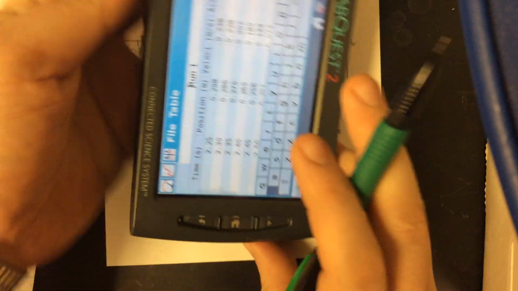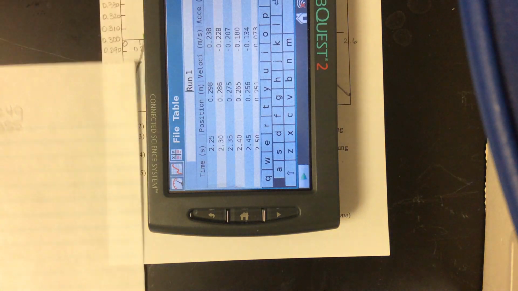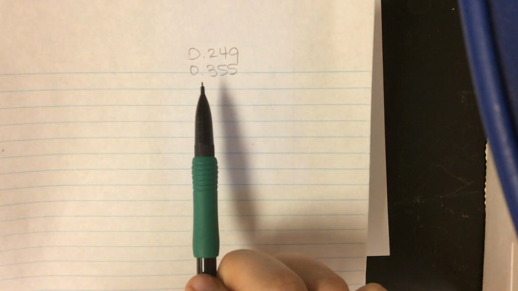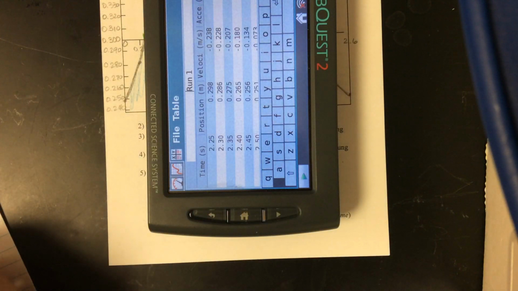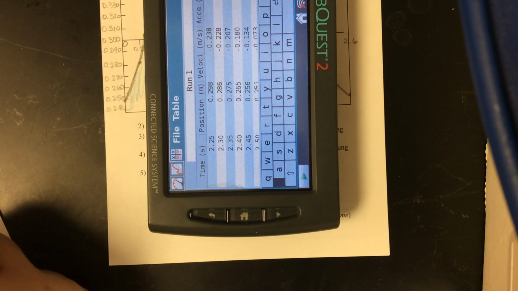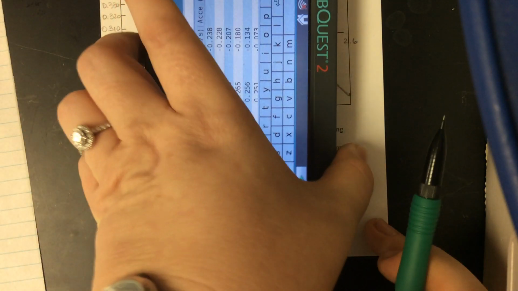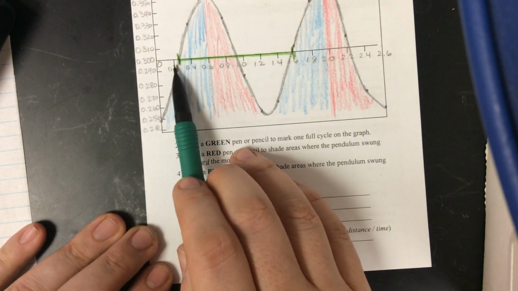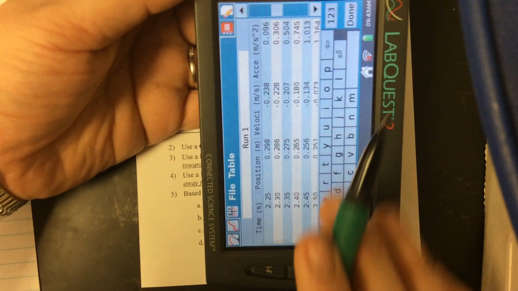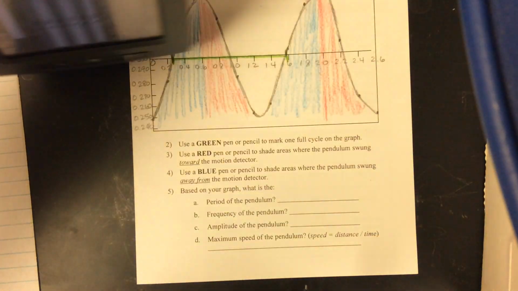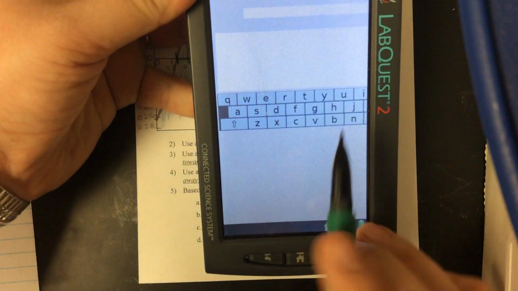Remember way back, we did the math, we found the average of this and found that our equilibrium point was 0.302. And I know that it hit that somewhere just after 0.2 seconds. So I'm going to go back to my data chart, if I can get it to show correctly.